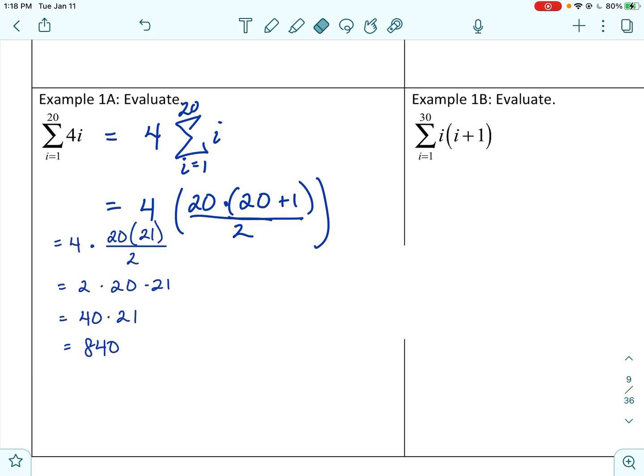All right, so you should have been able to simplify and gotten 840. Double check, make sure you're good to go. Now let's look at the next one.